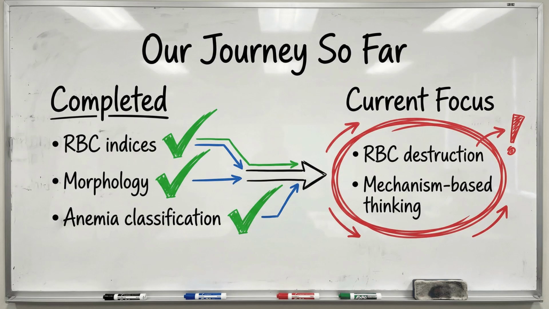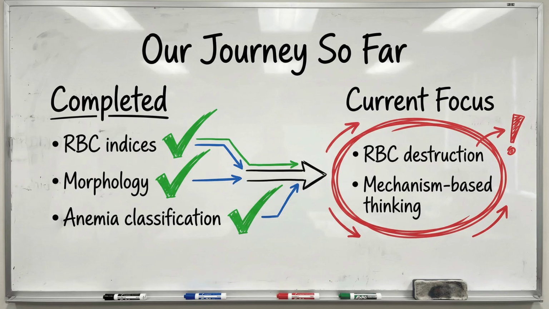Let's take a quick look at our roadmap and see where we are in the course. You've all done a fantastic job mastering the basics. You've conquered RBC indices such as MCV, MCH, and MCHC, and you know how to use them to categorize anemias. You've spent hours at the microscope identifying normal morphology and spotting the classic abnormal shapes. I hope so anyway. If not, you've had that luxury through the lectures and stuff I've presented. You've got the what down pat, but look at the right side of the timeline.